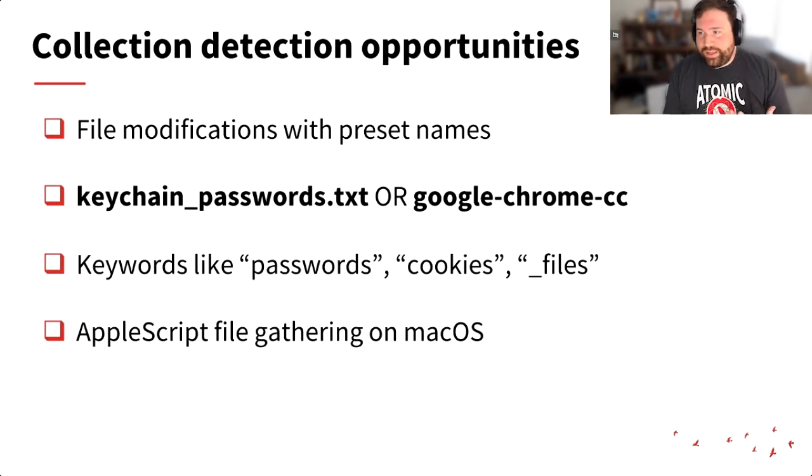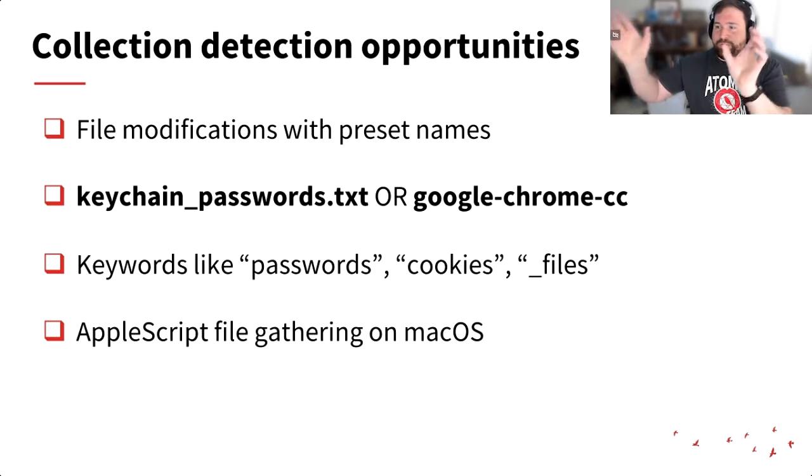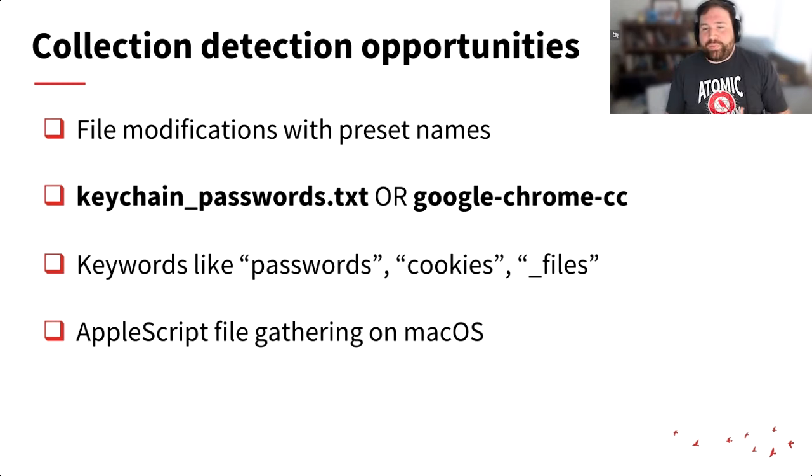For our collection things, again, remember, we're moving from execution, defense evasion, and credential access into collection now. For collection opportunities, we're going to look for odd file modifications sometimes, or odd processes that look like they might be gathering files.